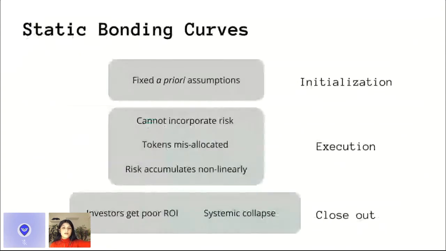So if you have fixed a priori assumptions at the initialization of the bonding curve, this means that during the execution of the bonding curve, if you have certain parameters, particularly parameters around risk or parameters around things that will change during the execution, then you won't be able to incorporate those parameters into how the bonding curve works, right? So as a result of that, the risk will accumulate non-linearly, and tokens will eventually get misallocated, and as a result, investors will get a poor return on their investment most of the time. And so during closeout, either investors will get a poor ROI, or occasionally a systemic collapse might happen. That's relatively rare, but typically the scenario is that investors will get poor ROI.